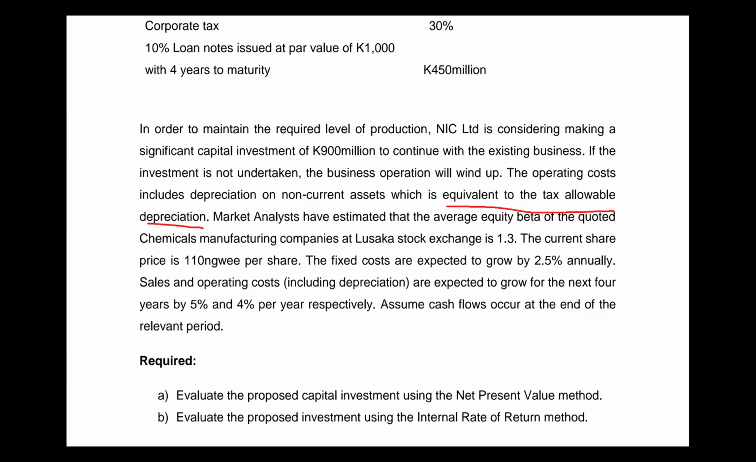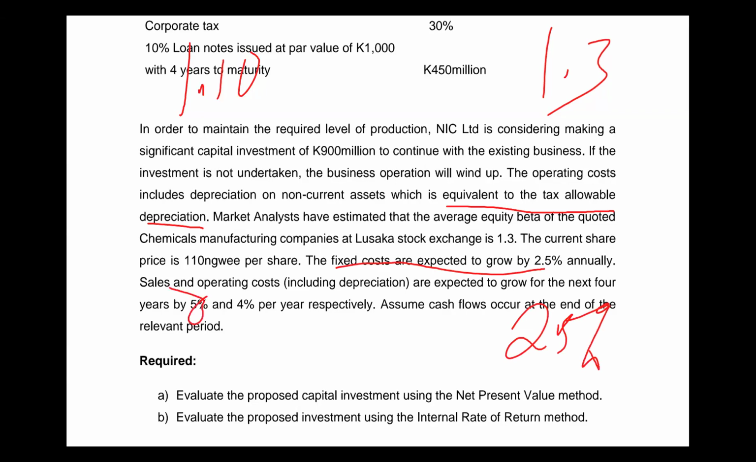Yes. The market analysts have estimated the average beta to be 1.3. And then the share price is 1.10 per share, same as 1 kwacha 10 ngwe. The fixed costs, all of them, are expected to grow at 2.5% annually, and the sales are expected to grow at 5%. The operating costs and the depreciation are expected to grow at 4%.